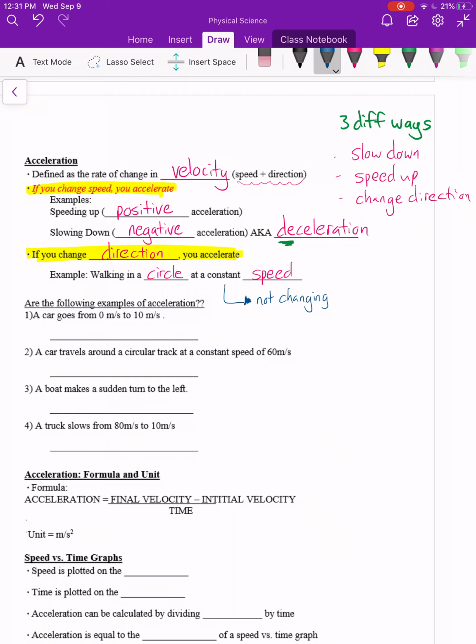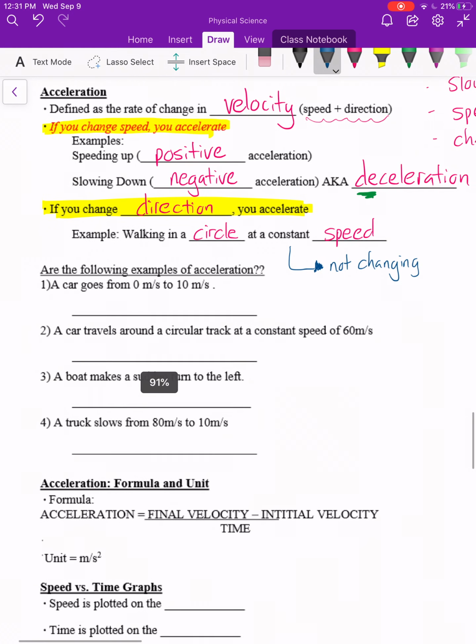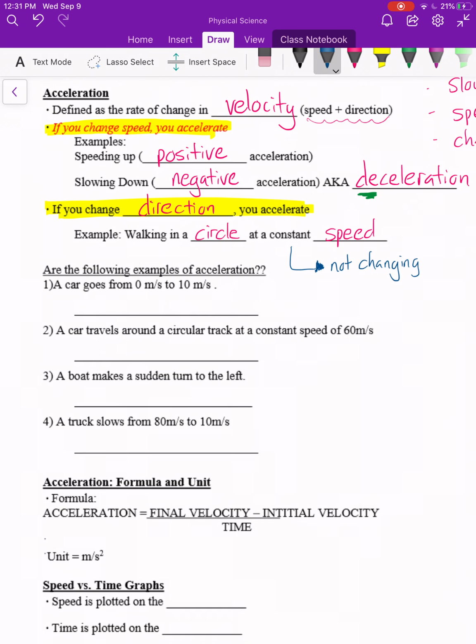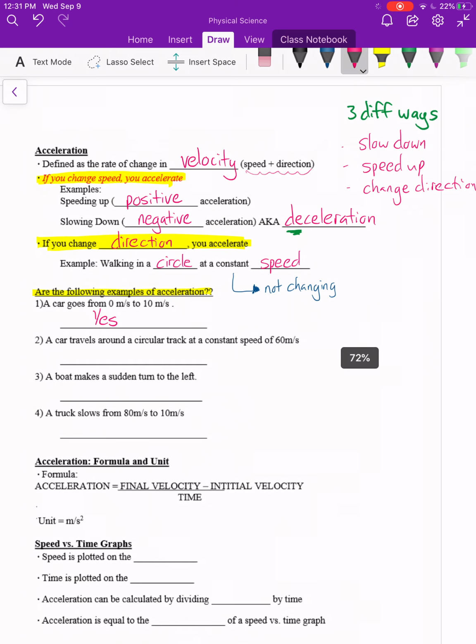All right, so let's talk about this. Let's look at these examples. If a car goes from 0 meters per second to 10 meters per second, we want to know, are they accelerating? Okay, so from 0 meters to 10 meters per second, I would probably say yes, they are accelerating. So how are they accelerating? Let's think about our 3 different ways you can accelerate. If I go from 0 meters per second, which means I'm not moving, to 10 meters per second, okay, I must be changing speed. So you can either say speeding up or you can just say changing speed.